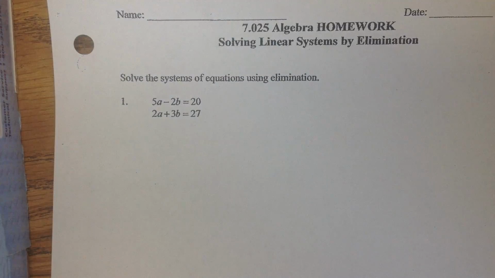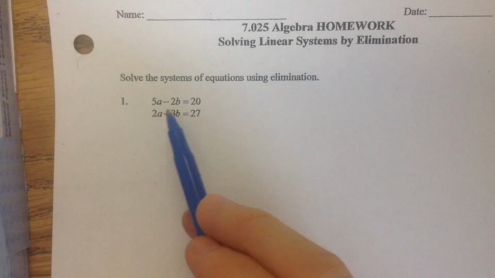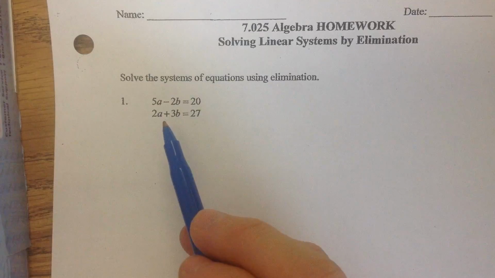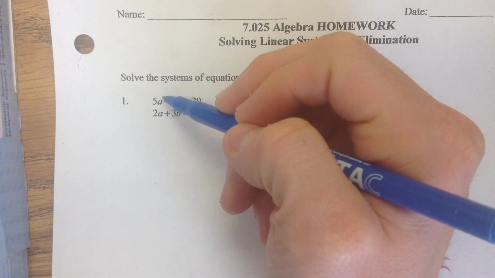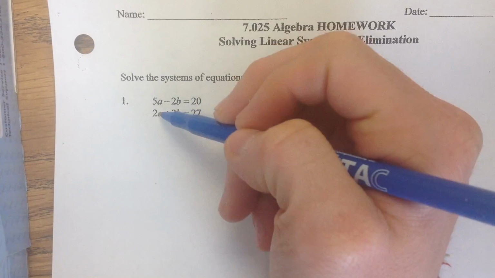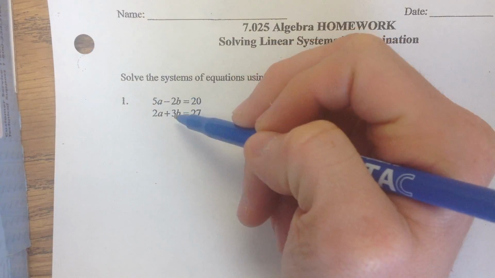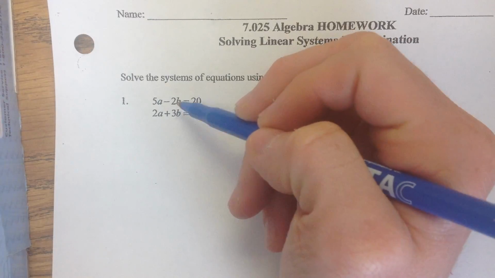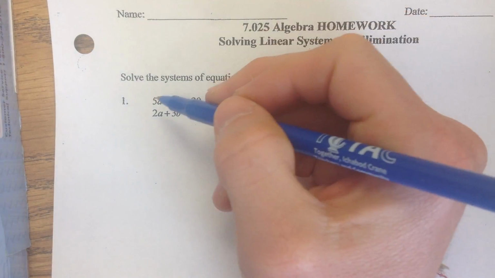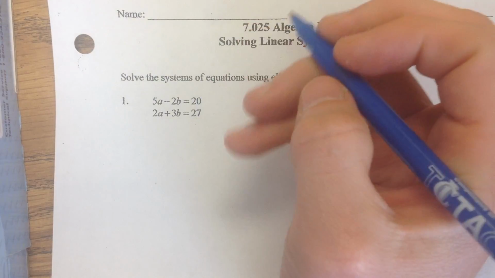Solve the system of equations using elimination. All right, so we have our 2 equations here and we need to get something to cancel out. What you're going to notice right away is that we don't have opposites from the start. 5 and 2 are not going to cancel out. Negative 2 and 3 are not going to cancel out. So we need to get one of those, either the A's or the B's, to cancel out.